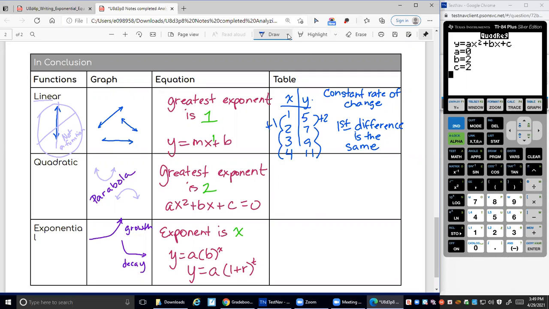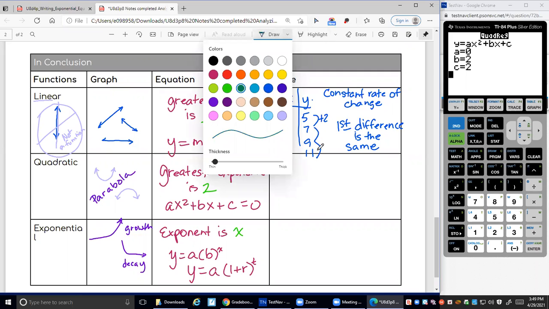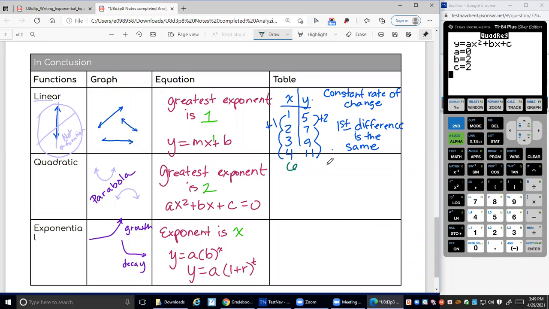Okay. So my question now is going to be, what if I did this? What if I put like 6 and then 15? Did I just mess up the whole thing? Is it no longer linear? Because we're going up by 2 now and we're going up by 4. I didn't mess it up? Because why?